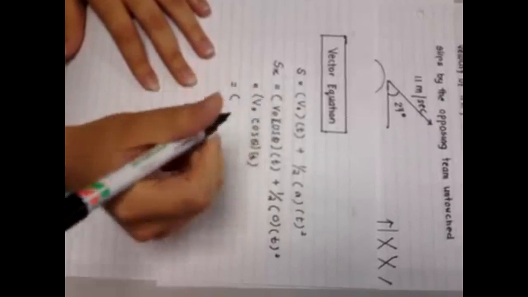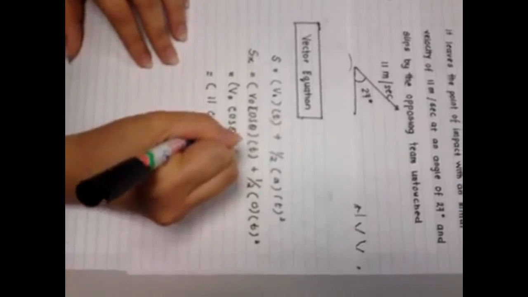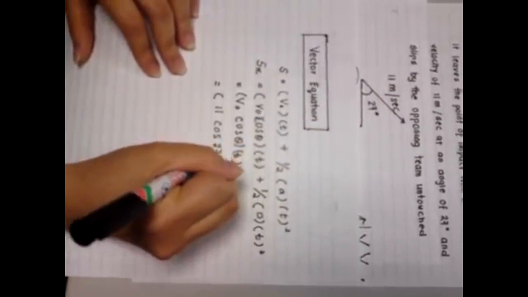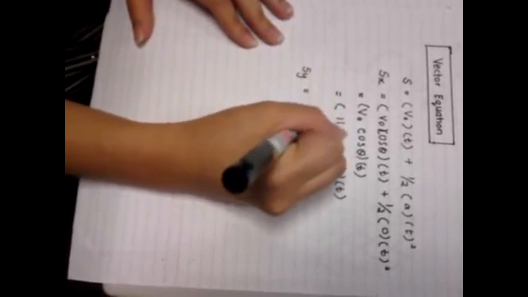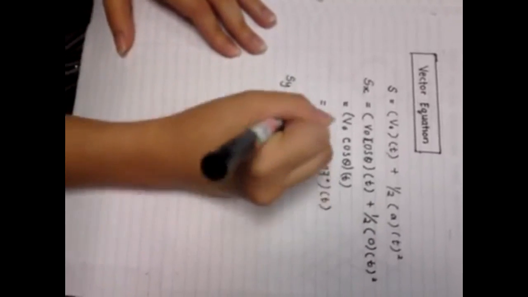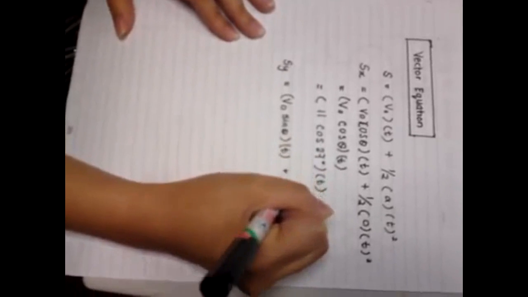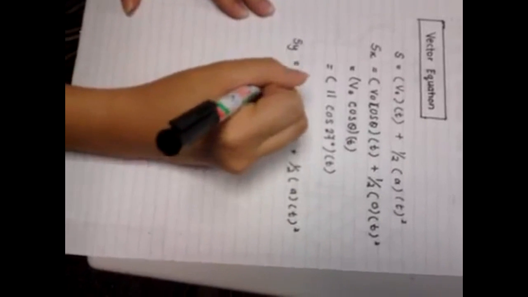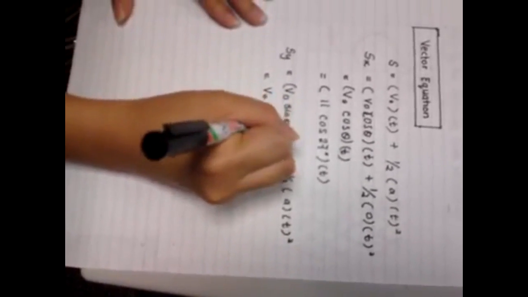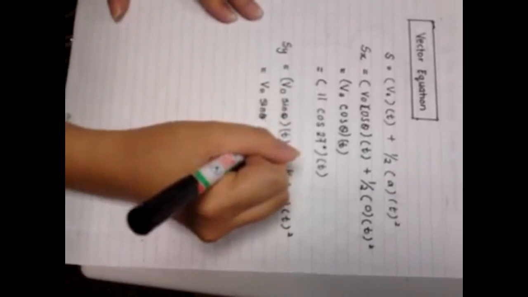Equal to, so the V naught is 11 cos, the angle is 27 degrees, T. So the second part is Sy equals V naught sin theta T plus half of acceleration T squared, equal to V naught sin theta T plus half. This is the y direction.